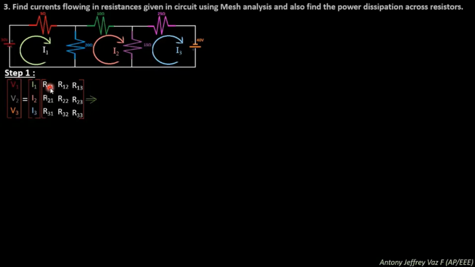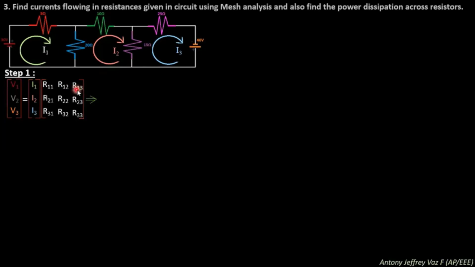For R11, this is loop 1. R11 represents the loop 1 resistances, so just add these two values. What is the value? 25. R11 is 25. For R12, you need to see which resistance is common between loop 1 and loop 2. The 20 ohm resistance is common, so what you get here is minus 20.